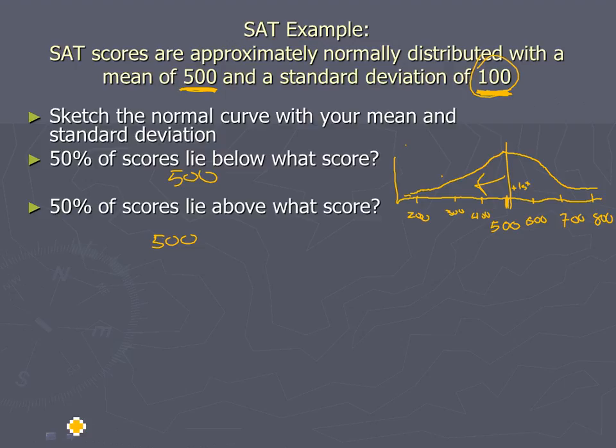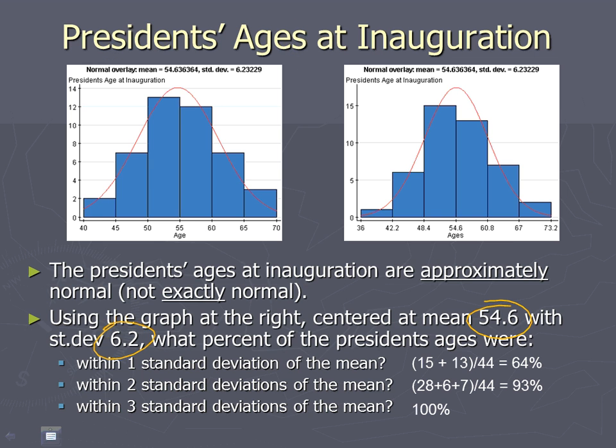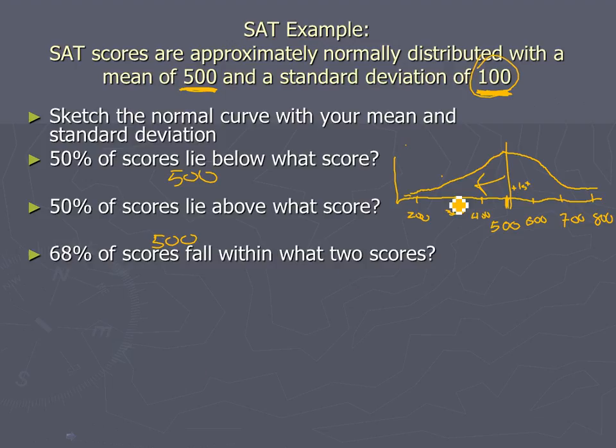But here's a couple other ones, like 68%, and you can say this confidently, of our scores are going to fall between what two scores? Mr. Morris? 400 and 600, because we know that in normal distributions, 68% of our data is going to lie within one standard deviation of the mean. So 68%, one standard deviation. One standard deviation underneath is 400, one standard deviation above it is 600.